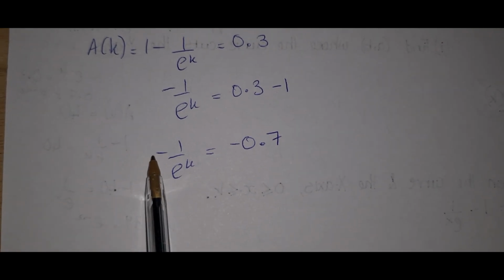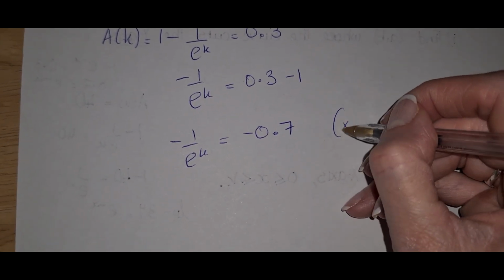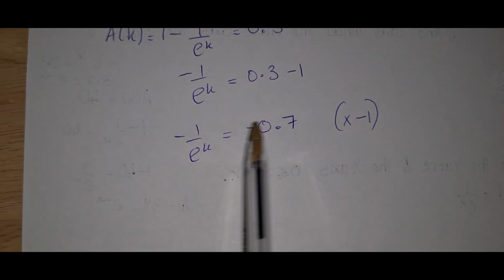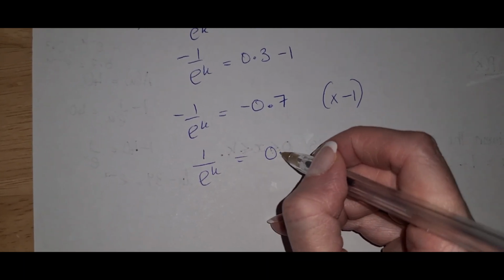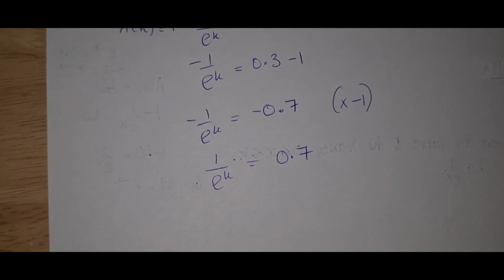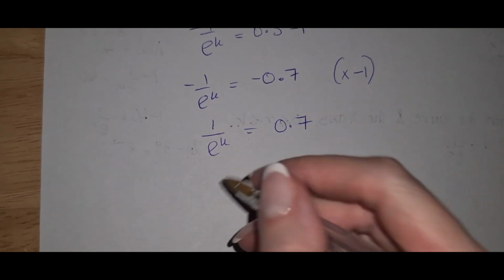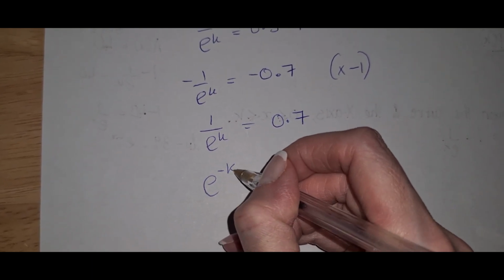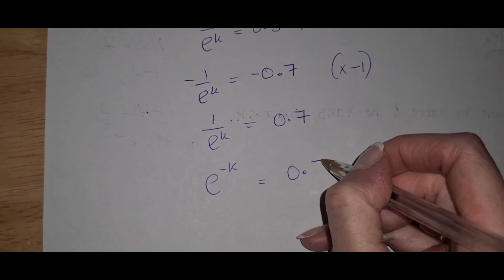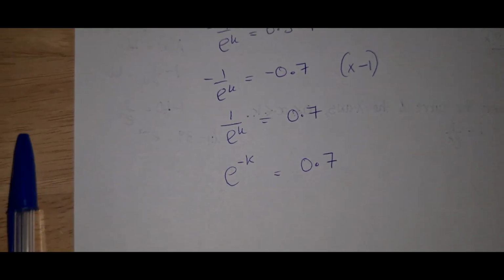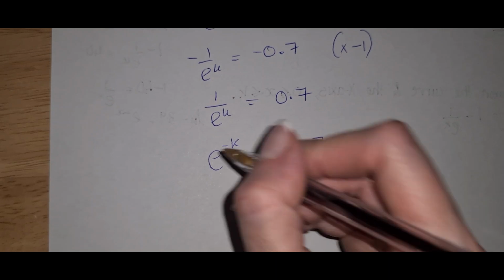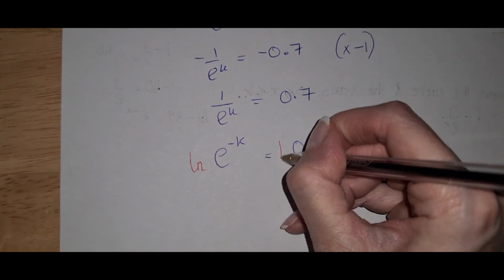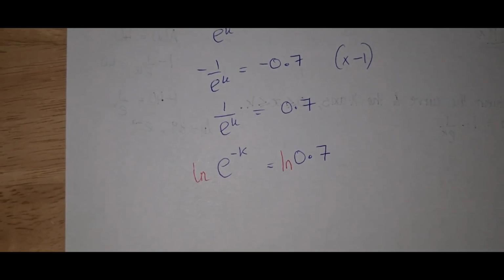Then you've got a negative on both sides. So I just multiply across there by minus 1, and that will change the signs. So you're then left at 1 all over e to the power of k is equal to a positive 0.7. Next, I'm going to flip this fraction upside down, so it'll become e to the power of k is equal to 1 over 0.7. And now you're trying to solve for k, so you have an unknown power in your index, so I have to introduce logs. I'm going to introduce the natural log, ln, on both sides.